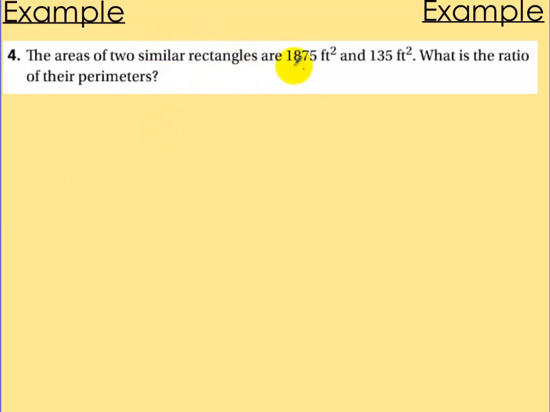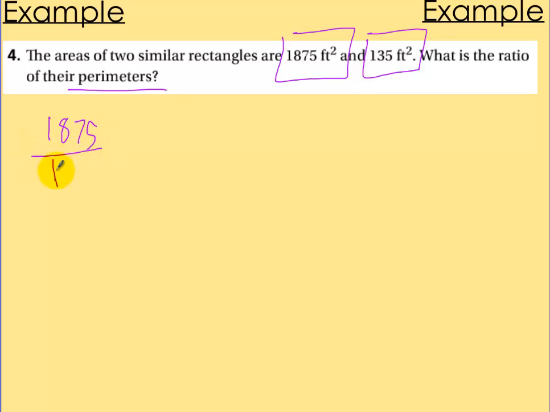Alright, the areas of two similar rectangles are 1875 feet squared and 135 feet squared. What is the ratio of the perimeters? So I got to find what's called the scale factor again. So I'm going to do big one over small one. 1875 divided by 135. First thing I want to do is try to reduce those. So they're both divisible by 5. So I'm going to divide the top and bottom by 5.